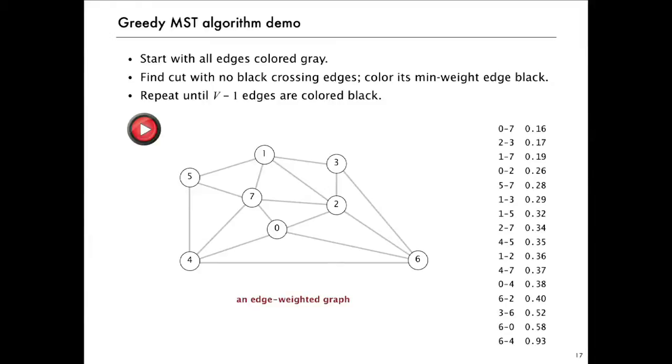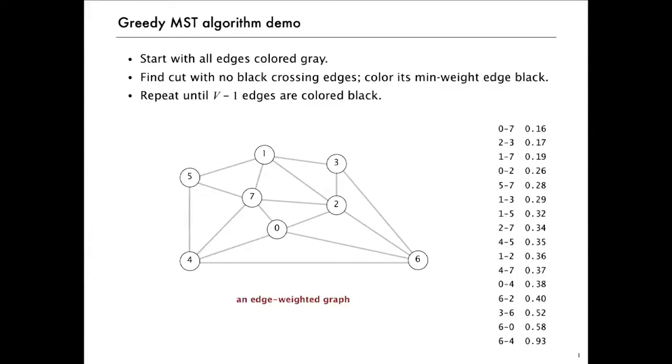Now given that property, we can develop what's called a greedy algorithm, which is the easiest algorithm we can come up with. What we're going to do is start with all edges colored gray, find any cut that has no black crossing edges, and color the minimum weight edge of that cut black. Then just repeat, finding any cut with no black crossing edges, coloring the minimum weight edge black, and keep going until you have V-1 edges that are colored black. And the claim is that that's going to compute an MST. Let's look at a demo of that just to make sure that we follow what's going on.